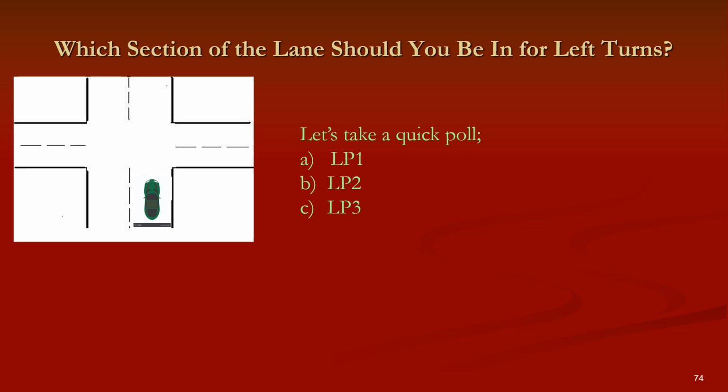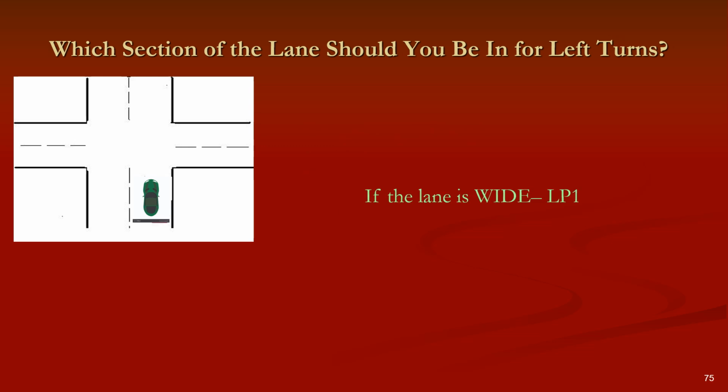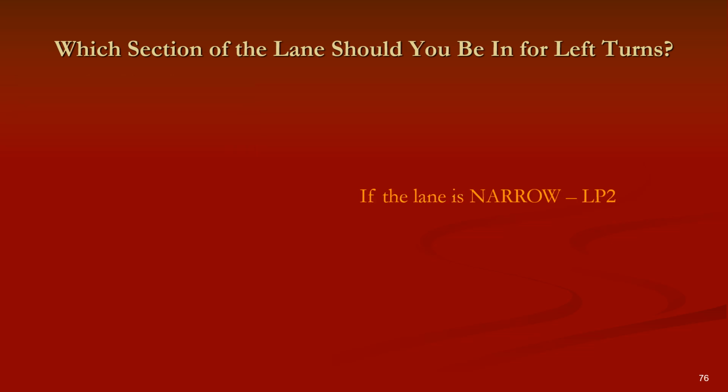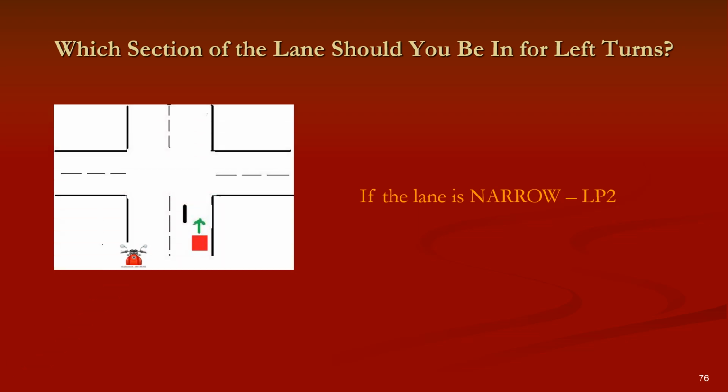All right, let's take another quick poll here. What section of the lane should you be in if you want to make a left turn? What do you think? LP1, LP2, LP3? Well, if the lane is wide, you want to be in LP1 because you're going to let the vehicles pass you on the right. Again, it's illegal, but they're going to pass you, so give them the room to do it. However, if the lane is narrow, you want to be in LP2.